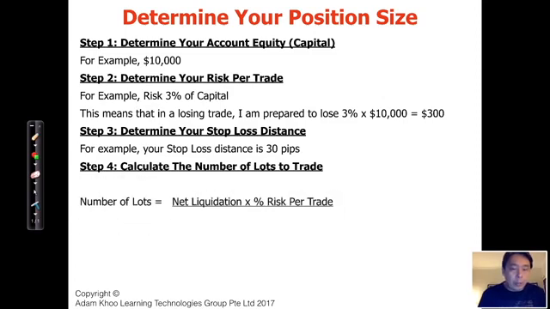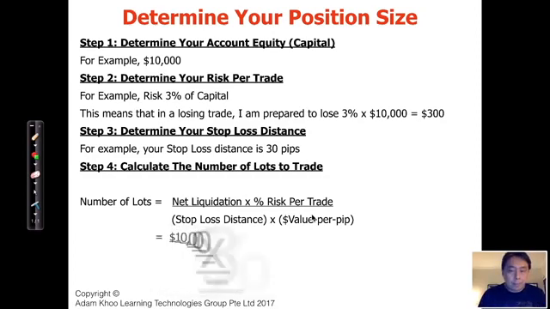So number of lots would be, again, net liquidation, which is 10 grand, multiplied by 3%, divided by stop loss distance of 30 pips, multiplied by your dollar value per pip. Again, this depends on the currency pair. Now for most pairs which are US dollar denominated, it's about $10, right? So Euro USD is about 10 bucks. So you're just going to use 10 bucks.